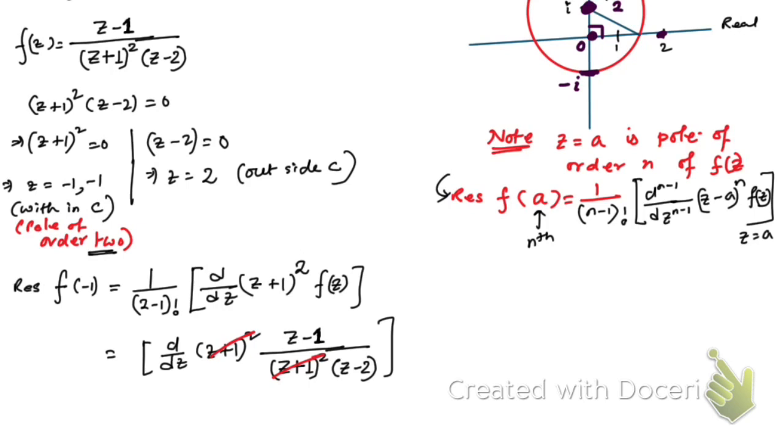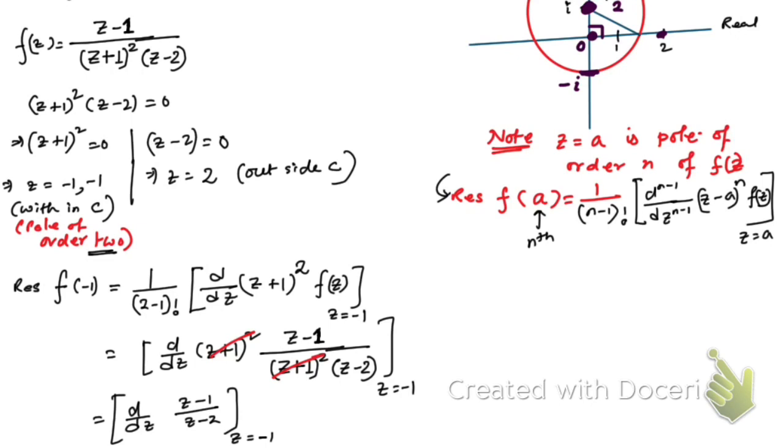So here we are to find the residue at z is equal to minus 1, right? At z is equal to minus 1. Okay, so what we're going to have is the derivative of (z minus 1) by (z minus 2), and here we have to find the residue at z is equal to minus 1, right?